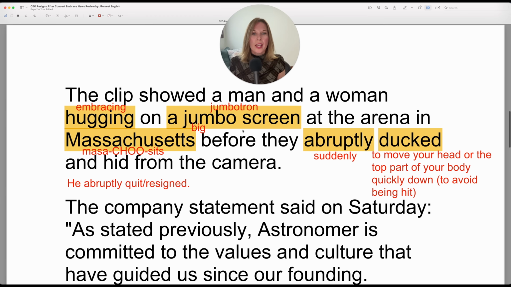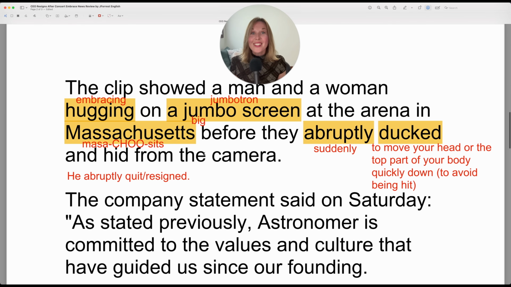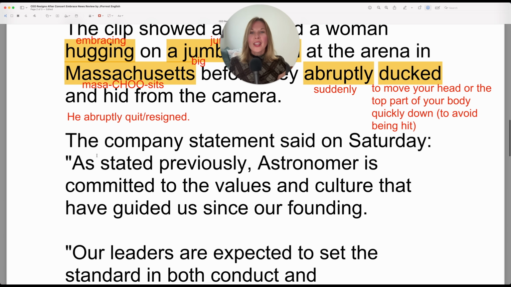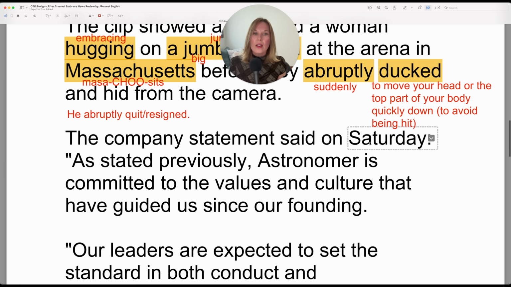So let's review this again. Before they abruptly ducked and hid from the camera. So now you know what duck as a verb means. Let's keep going. The company statement said on Saturday, as stated previously. So this means they've stated it before, as stated previously. You can change the order here. You can say as previously stated, which is very common. I hear that a lot. As previously stated. Previously is your adverb, meaning as stated before.